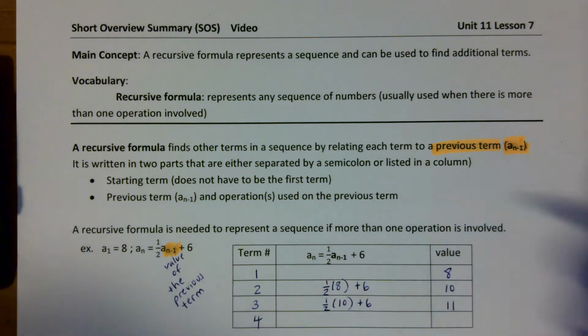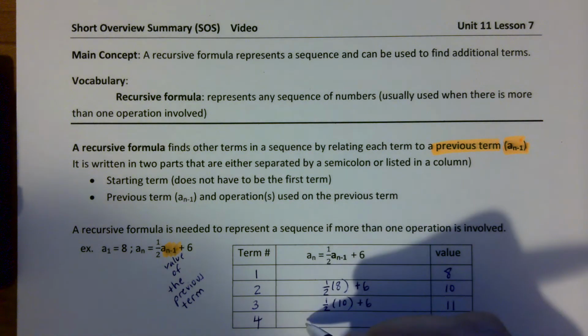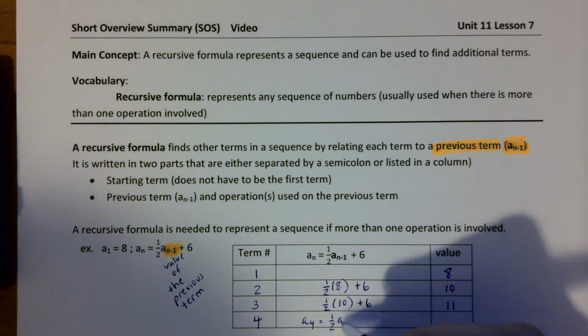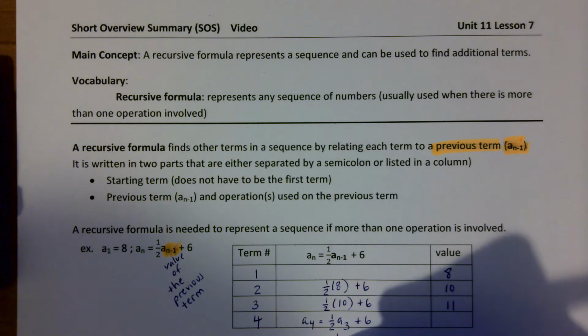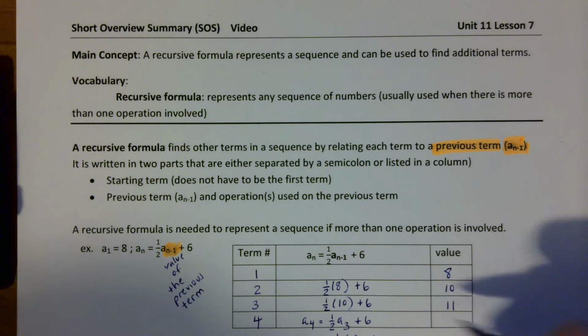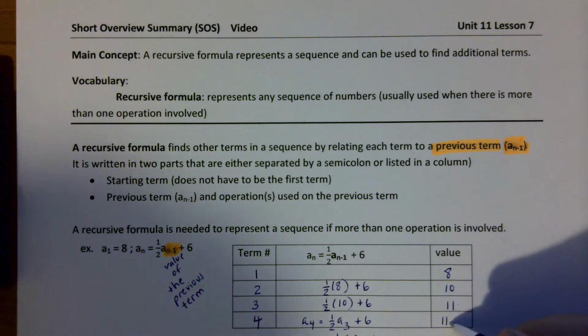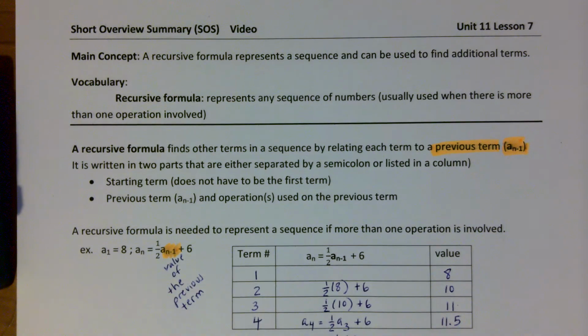Our fourth term is found by taking our previous term. So if you think of this, this is saying our fourth term is 1/2 of a sub 4 minus 1, the previous term, the third term, and adding 6. Our third term was 11, so half of it is 5.5, and 5.5 plus 6 is 11.5. And that's how you find the values when you're given a recursive formula.